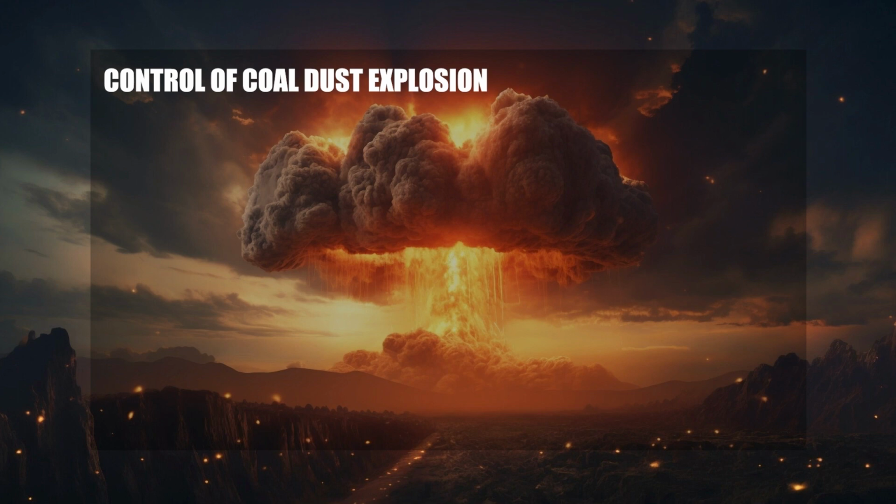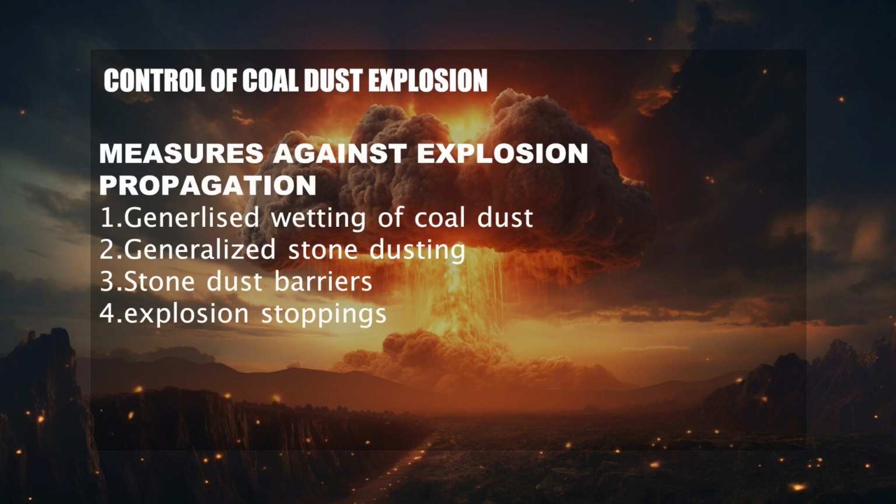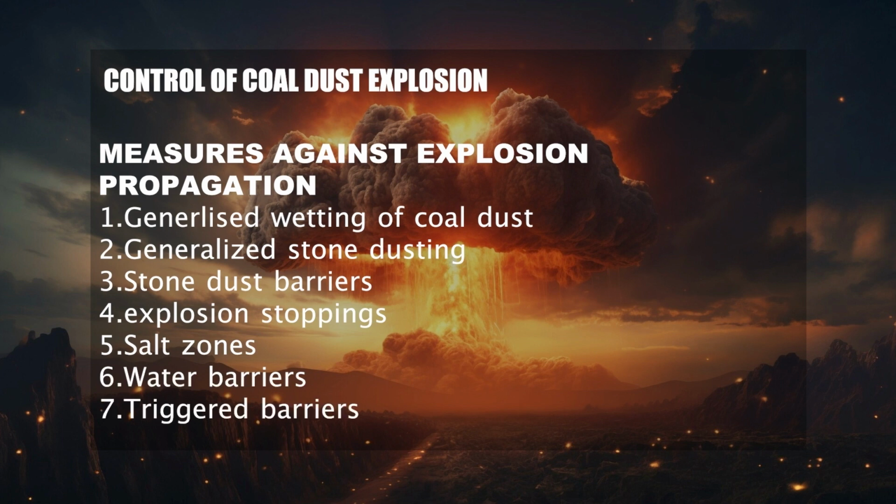Measures against explosion propagation. These include generalized wetting of coal dust, that is, a sprinkling or spraying of water throughout the mines. Generalized stone dusting: the incombustible stone dust should be sprayed throughout the mines. A stone dust barrier. Use of a stone dust barrier, explosion stopping, salt zone, water barrier, trigger barrier.